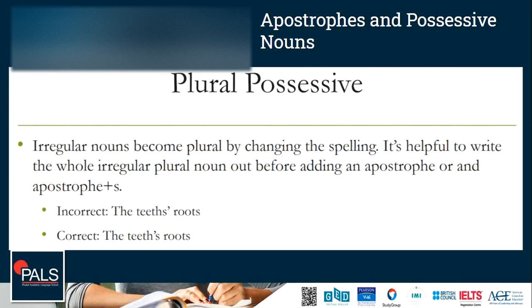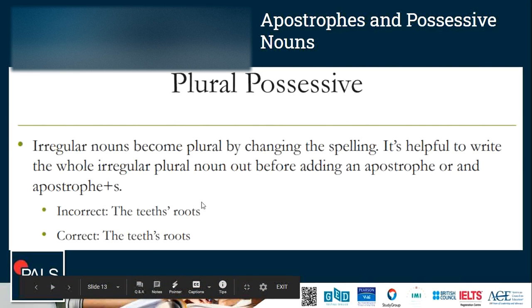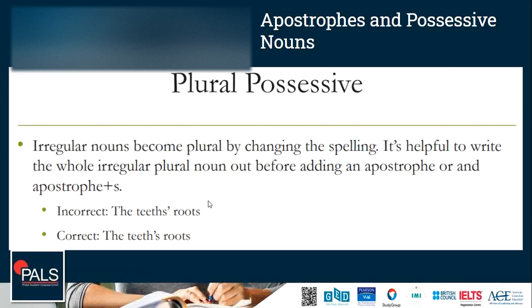Irregular nouns become plural by changing the spelling. It's helpful to write the whole irregular plural noun out before adding an apostrophe or an apostrophe plus S. The teeth's roots is actually wrong. The correct one is the teeth's roots, with apostrophe S, because it's an irregular plural noun. The plural form is actually teeth. The singular form is actually tooth, right? So take note of that. Remember the base form of the irregular plural noun.